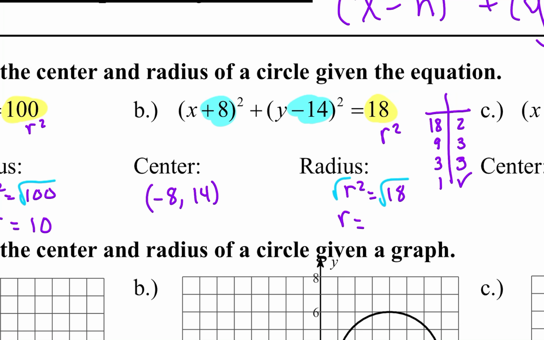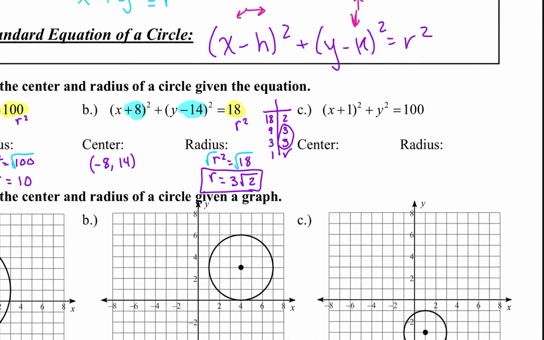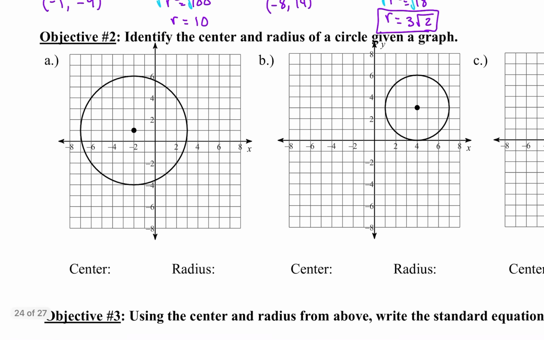So I know this would factor into 2, 3, and 3, which means this pair of 3's can come out, and under the square root is a 2 left over. So 3 square roots of 2 would be our radius. All right, so go ahead and try that last one over here, and you should be all set on that.